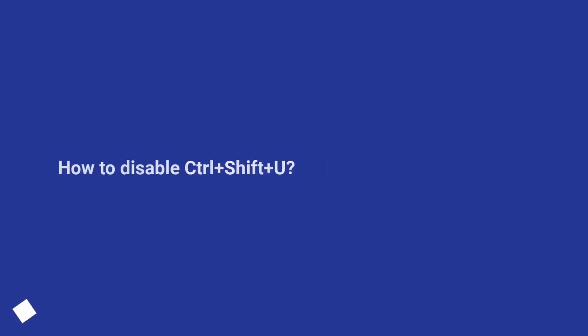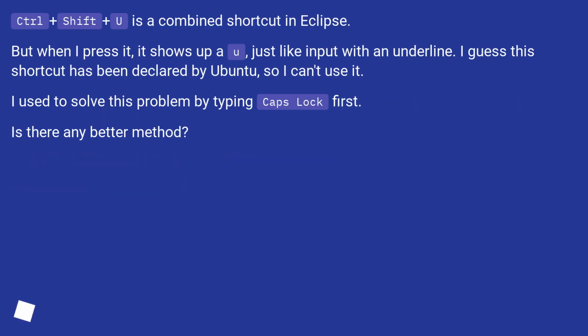How to disable Ctrl+Shift+U. Ctrl+Shift+U is a combined shortcut in Eclipse. But when I press it, it shows up a U, just like input with an underline. I guess this shortcut has been declared by Ubuntu, so I can't use it. I used to solve this problem by typing caps lock first. Is there any better method?